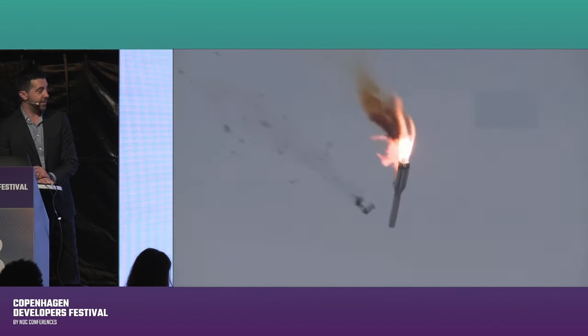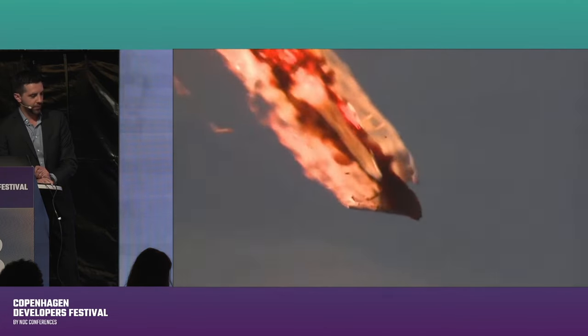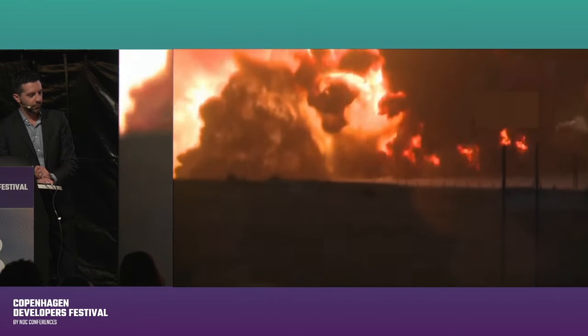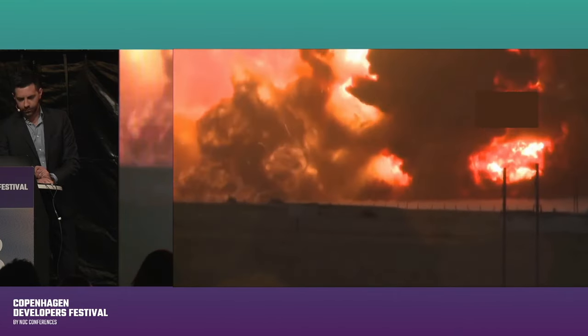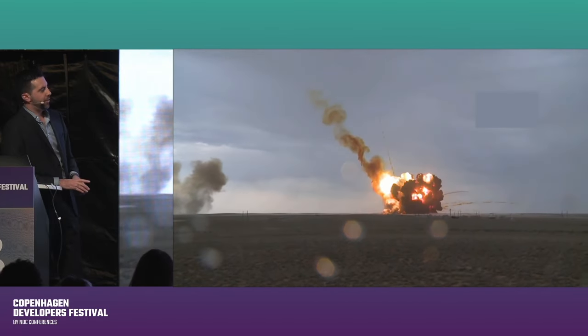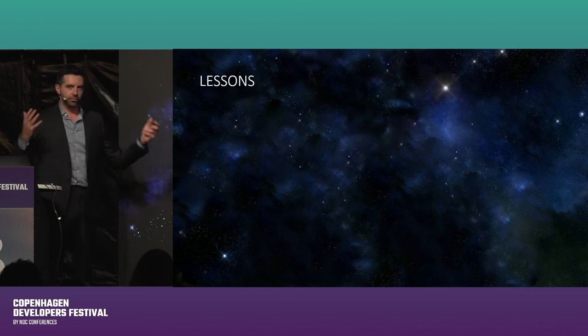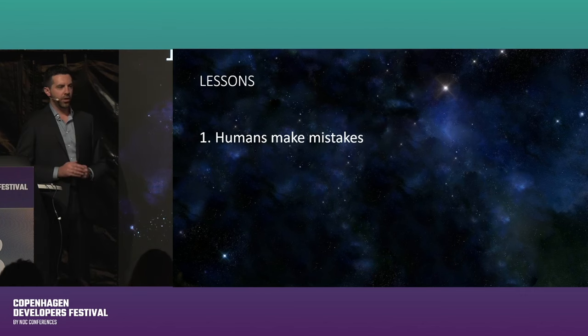It's quite amazing that it survived as long as it did, given that flight path, but it didn't end well for the rocket. Had that engineer reviewed the specifications and made sure that those sensors were installed in the correct orientation, that rocket would have been fine. So to review the lessons that we've talked about today, one, humans will make mistakes.